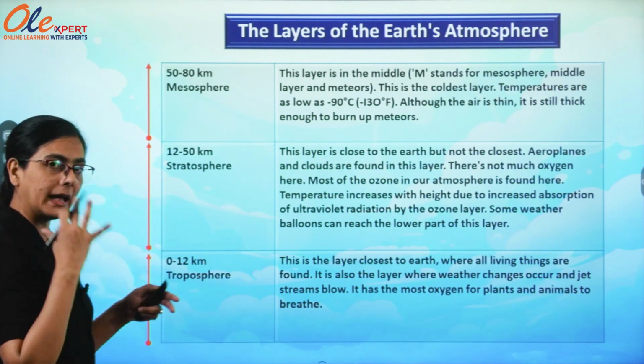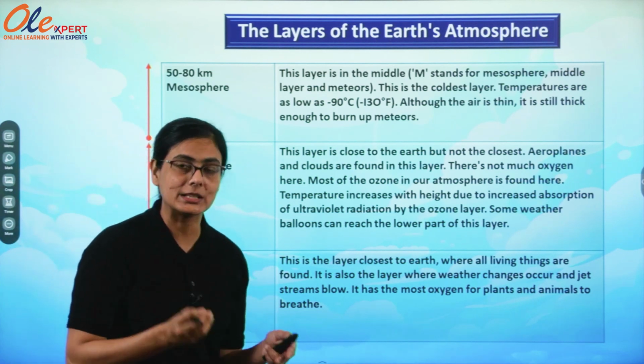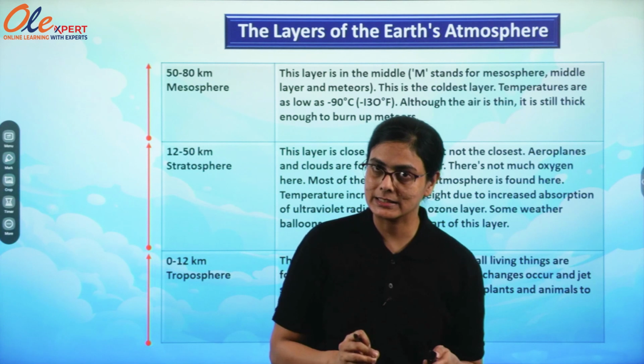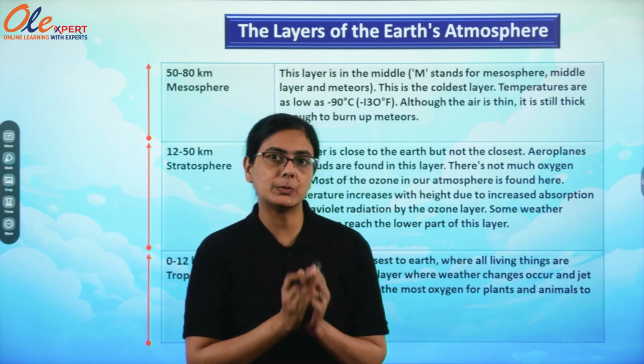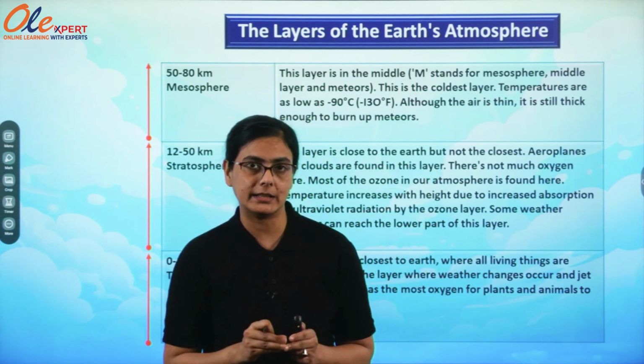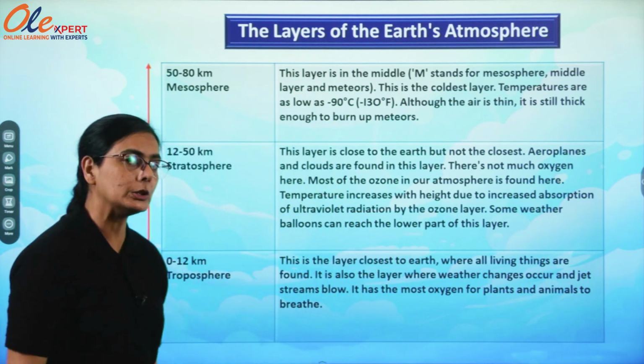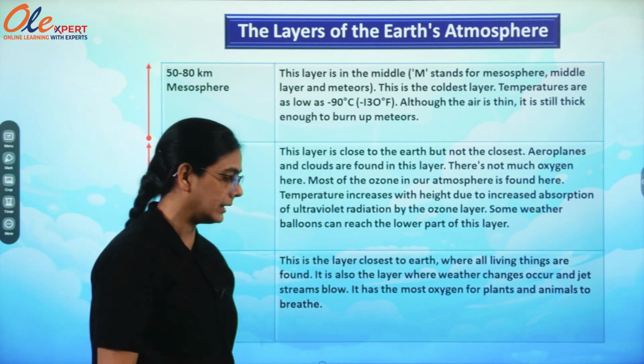how it is helping as a blanket for protecting us from the UV rays of the sun, and that's why it is possible to live here on this planet. Otherwise, it is not possible to live here for living beings. Not only human beings, but plants and animals, those who are breathing.